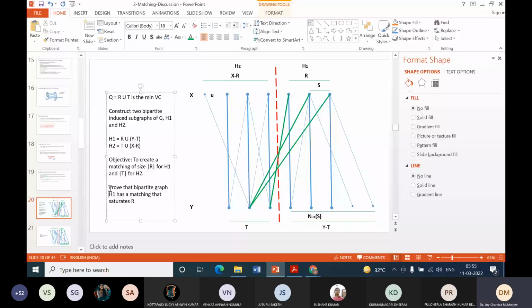To prove that bipartite graph H1 has a matching that saturates R, we choose a subset S of R, and N_H1(S) denotes the neighbor of S in H1.